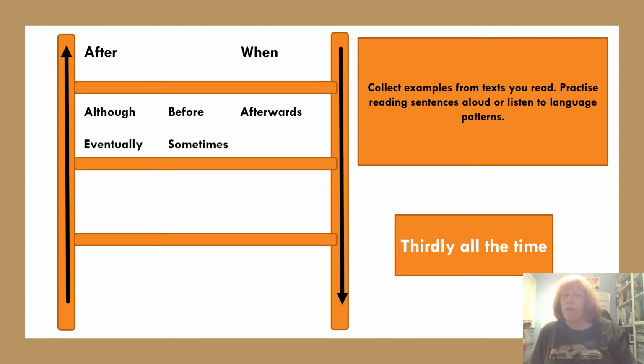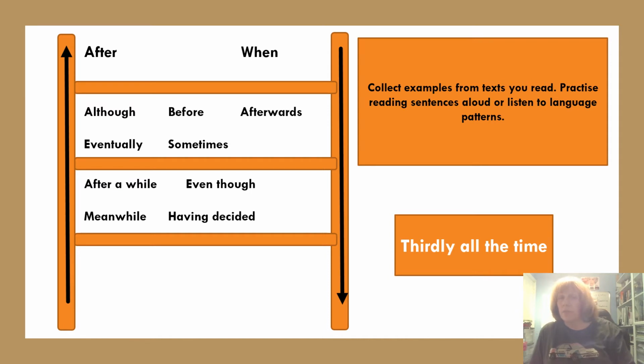Would you use although, before, afterwards, eventually, sometimes? And what type of text did you find that in? Was it a newspaper? Was it a novel? Was it a diary extract or a leaflet? After a while, even though, meanwhile. So these are words that you will also see sometimes starting at the beginning of your sentence. That's going to signal to the reader an idea that you have. So if you say having decided, the reader knows that what comes next is important information that helps them solve a puzzle that you might have been thinking about.